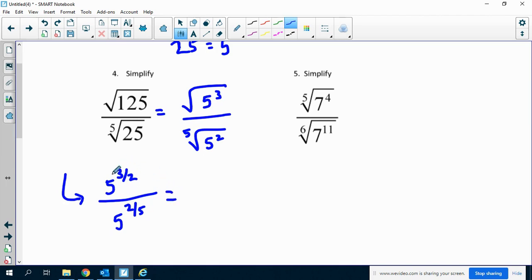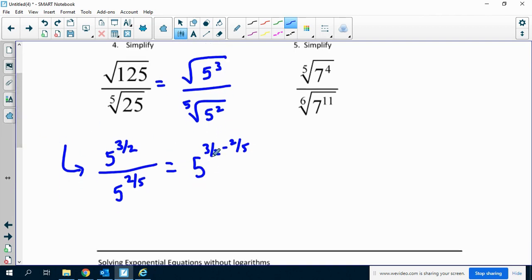And I know that this rule is if I have a division problem with the same base and different exponents, I can rewrite it as 5 to the 3/2 minus 2/5. So now I can just manipulate this with subtracting fractions. So let's get a common denominator, 5 to the 15 tenths. And then 2/5 is 4 tenths. So this becomes 5 to the 11 tenths. So that would be my final answer in exponential form.